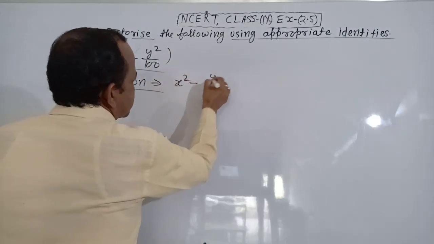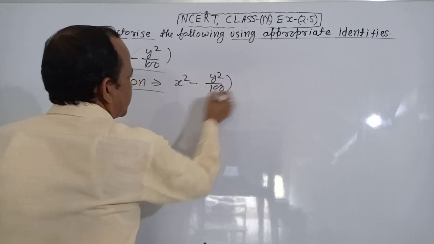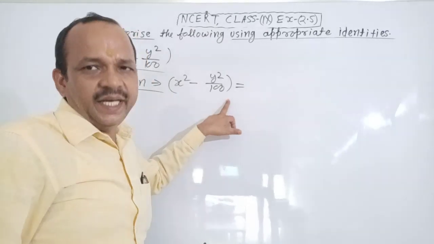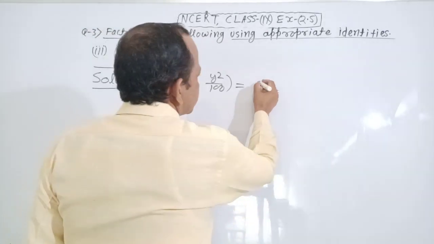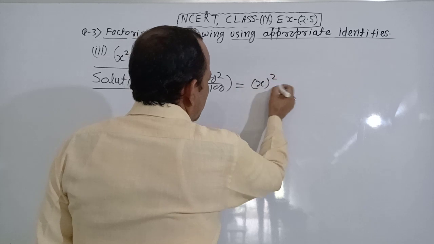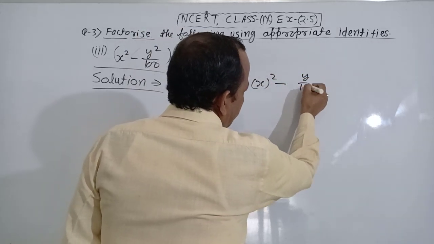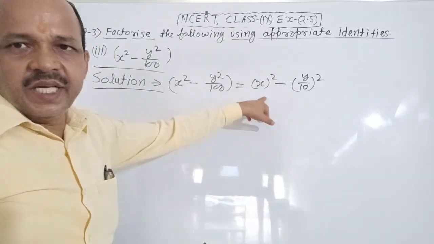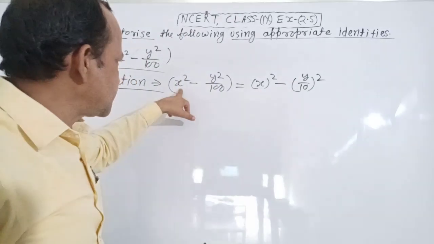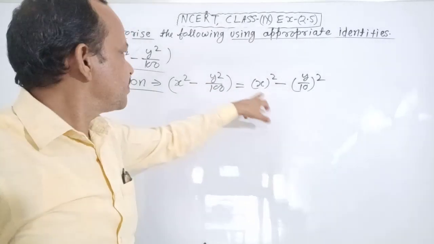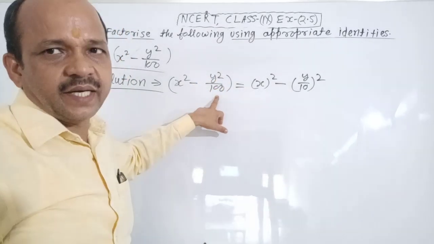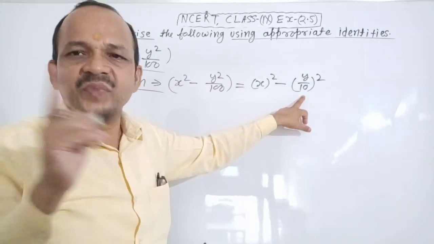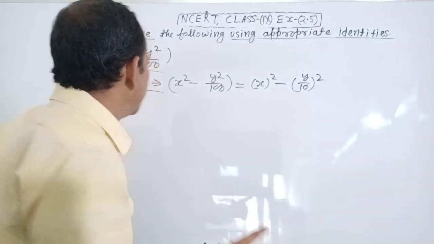x square minus y square by 100 equals, you can write it as (x) whole square minus (y by 10) whole square. Is it clear? No confusion about it. x square means x whole square. y square by 100 means (y by 10) whole square, since 10 times 10 is 100. Very good.